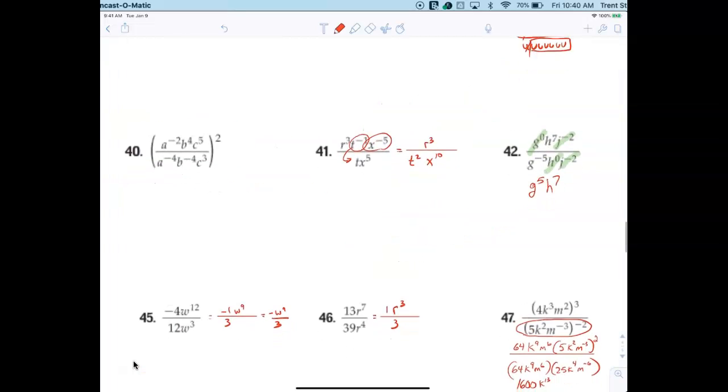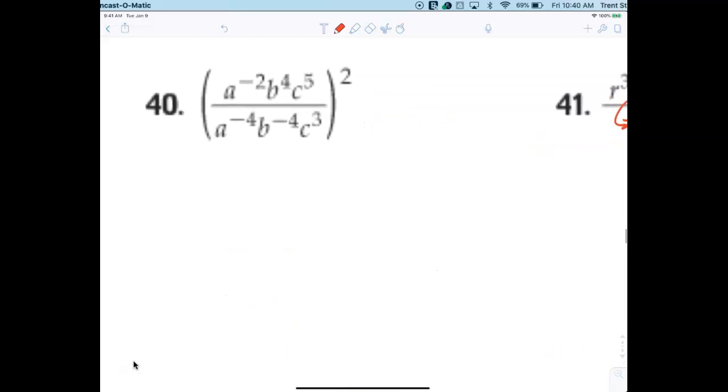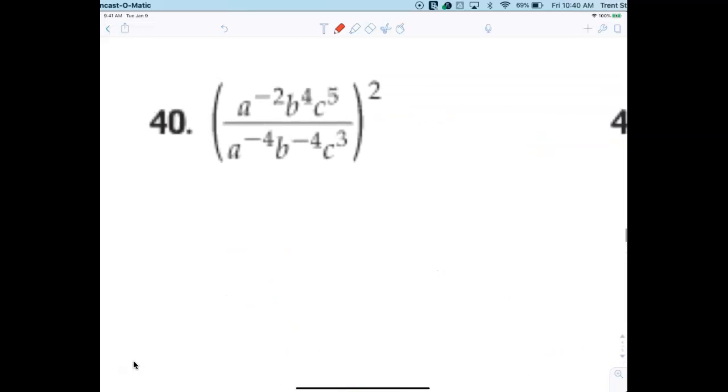I think it's 42. Did I skip 44? No, you said to skip it. Yeah, it was a word problem. 40. Here we go. Coleman. So it is A.